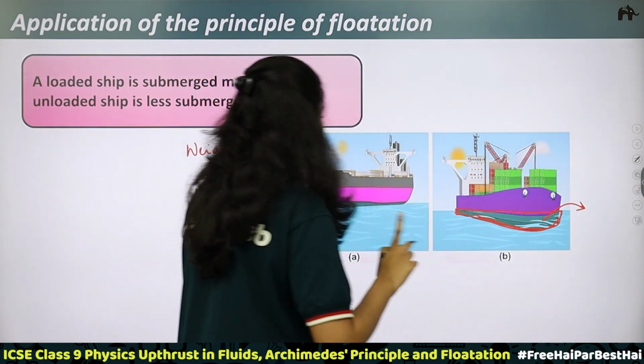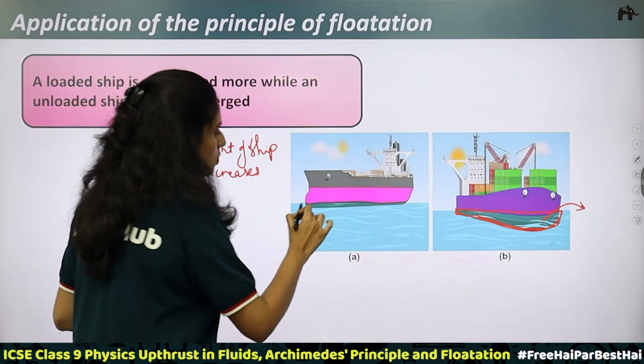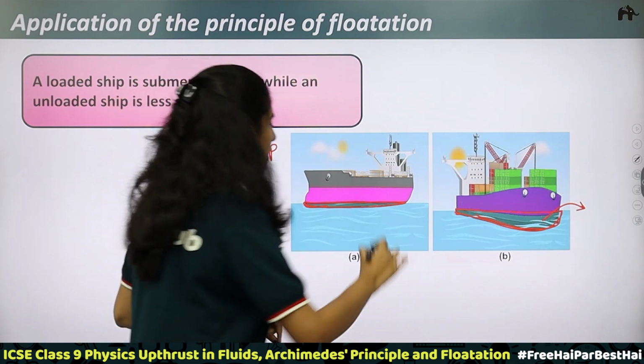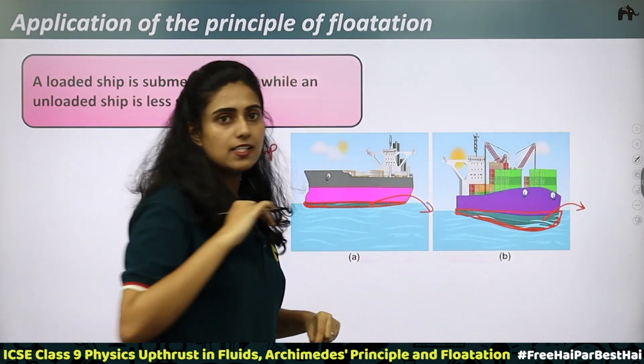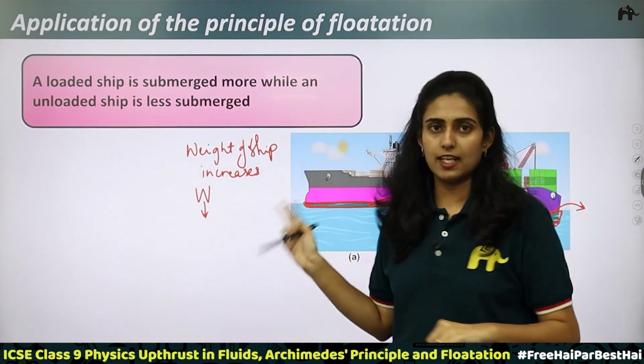So when you take the case of an unloaded ship, in the unloaded ship the weight is less. So only this much portion is submerged inside the liquid. The weight of liquid displaced balances the entire weight of the body. So this is the second application.